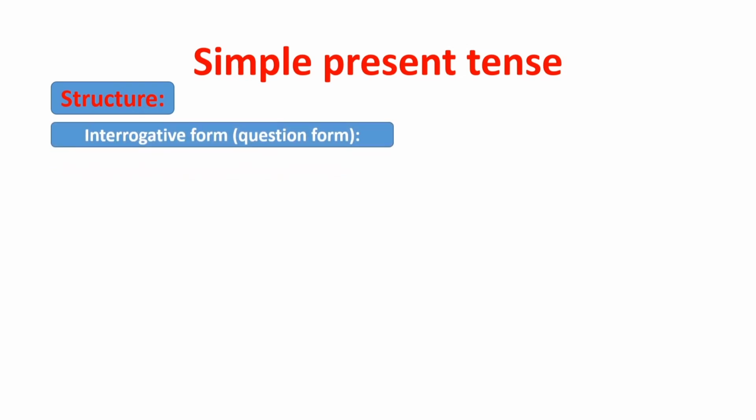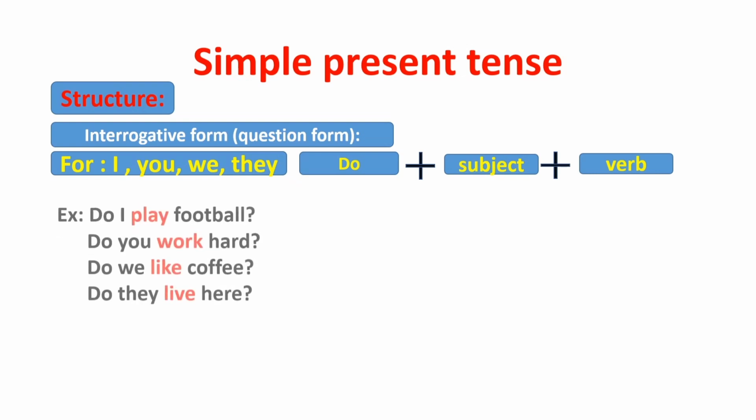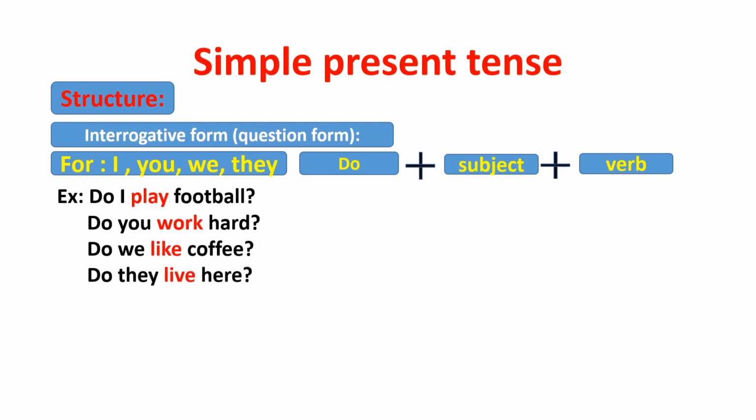The next structure is the interrogative form, or the question form. Here we have do plus subject plus verb. It means do and subject are changing their place for making the question. For example, do I play football? Do you work hard? Do you like coffee? Do they live here?